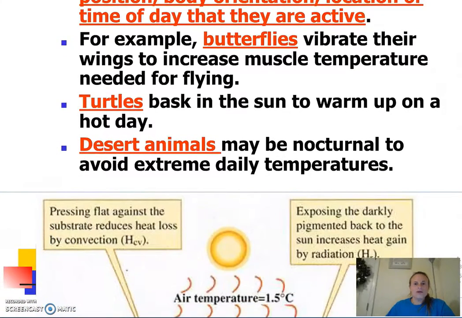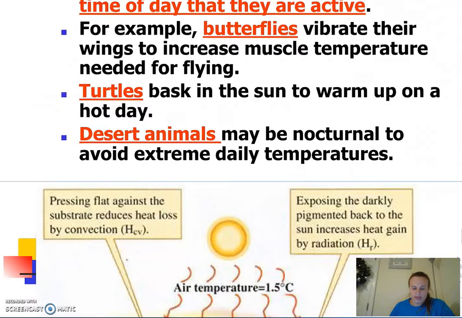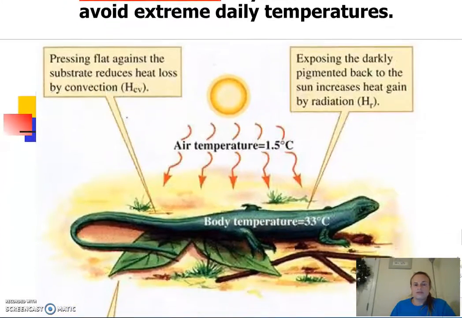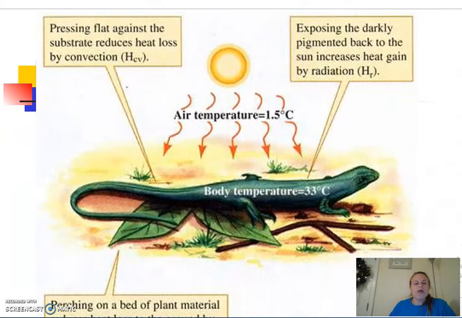So for example, butterflies will vibrate their wings to increase the muscle temperature which is needed for flying. Turtles will bask in the sun to warm up on a hot day. Desert animals might be nocturnal to avoid extreme daily temperatures, or during the day, they might even hide under rocks or burrow under the sand to prevent themselves from getting too hot.